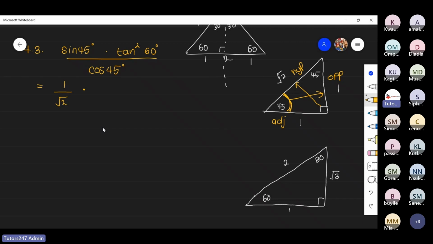Let us move on to tan squared of 60. Now tan squared, you put the squared on the outside, you just need to find what is tan of 60. Now, because we're dealing with the 60, we'll use this bottom one here. Tan is opposite, so this is our opposite side. Then this is our hypotenuse.